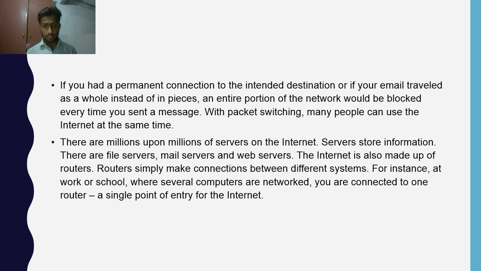There are millions upon millions of servers on the internet. Servers store information. There are file servers, mail servers, and web servers. The internet is also made up of routers. Routers simply make connections between different systems. For instance, at a work or school, where several computers are networked, you are connected to one router, a single point of entry for the internet.